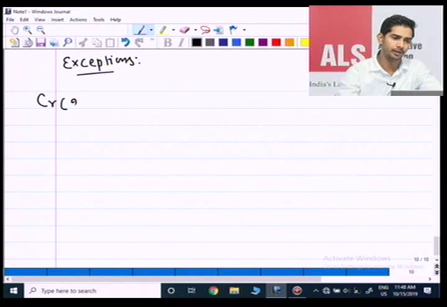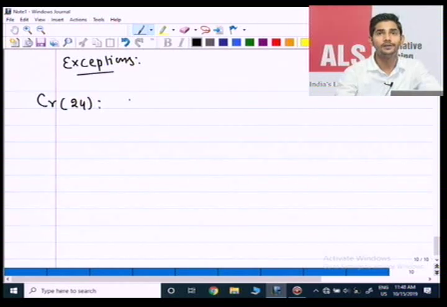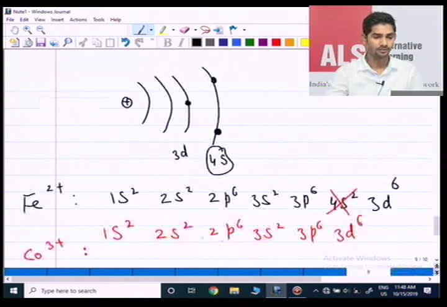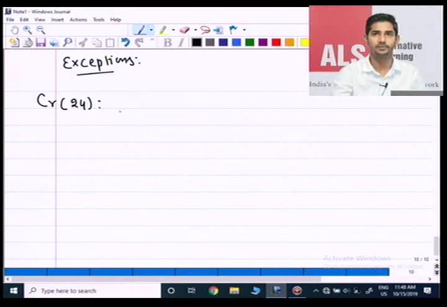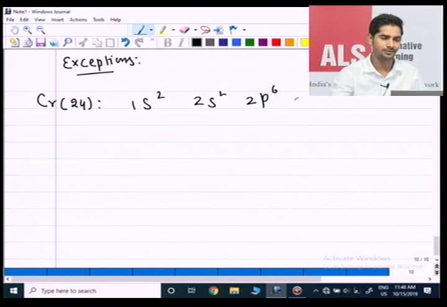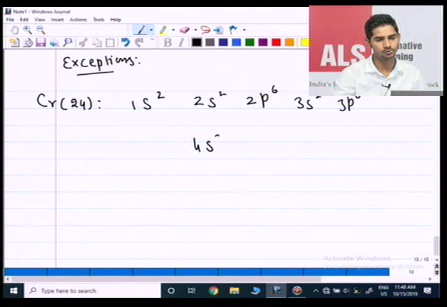First is chromium, atomic number is 24. And guys, remember this is for the ionic configurations, meaning this is for the ionic compounds, okay. Now, let's start with chromium. 1s2, 2s2, 2p6, 3s2, 3p6, 4s2, 3d4.